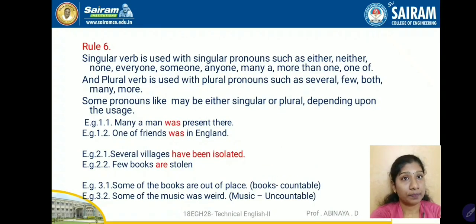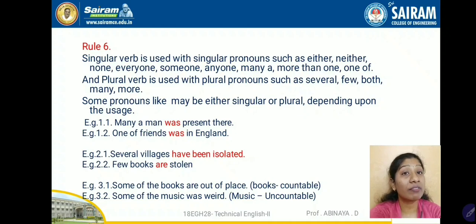Rule number 6. A singular verb is used with singular pronouns such as either, neither. It is not neither or either nor, it is neither, either, none, everyone, someone, anyone, nobody, more than one, one of. So, all these words are singular pronouns which come with a singular verb. But there are some plural pronouns also. See that next line. A plural verb is used with plural pronouns such as several, few, both, many, more.